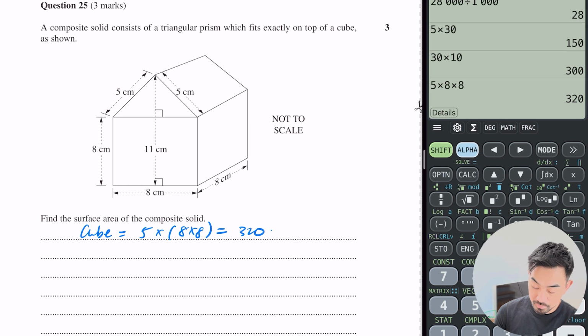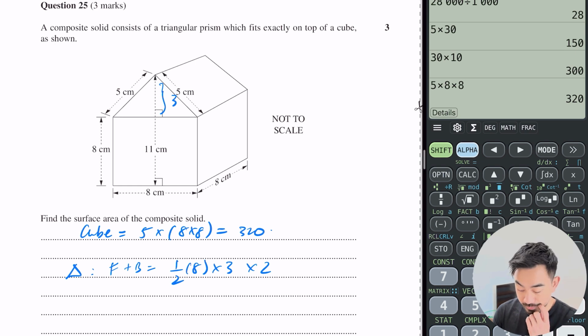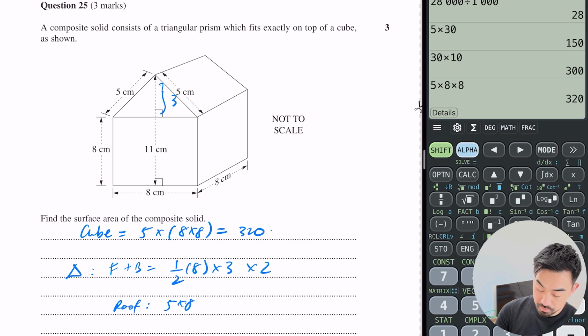So that's 5 times 8 by 8. That's 320. Now the triangular prism has a front and a back, which are the same. So front plus back. Now what's that? It's half base height. So half times 8 times... What's this height? That has to be 3. And I'm going to times it by 2 because it's front and back. And then I've got the 2 roofs. So I've got 5 times 8, and I've got 2 of them, so times 2. So I'm just adding this, this, and this, so pretty straightforward.